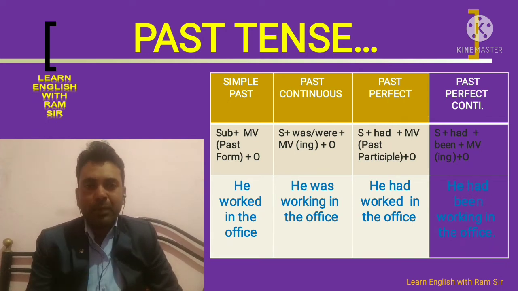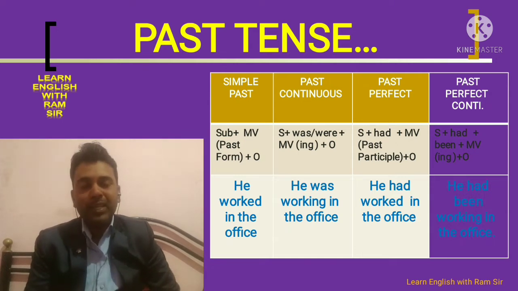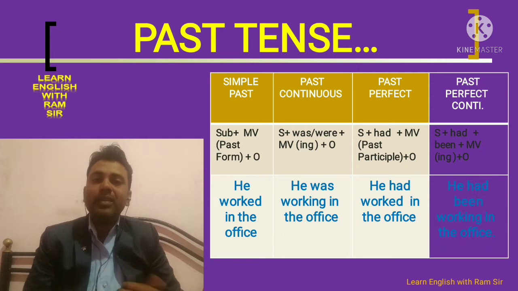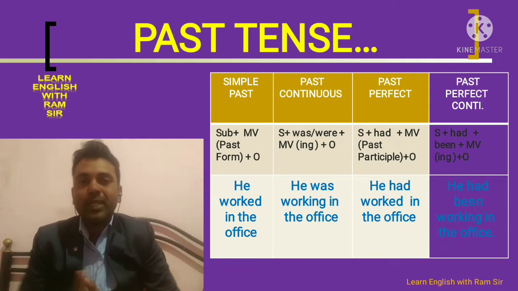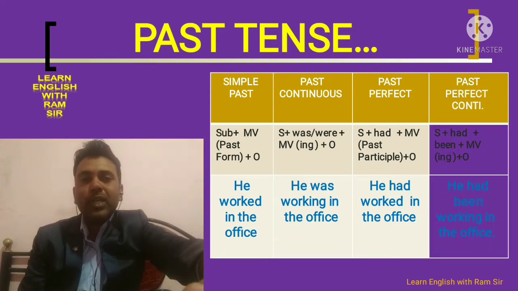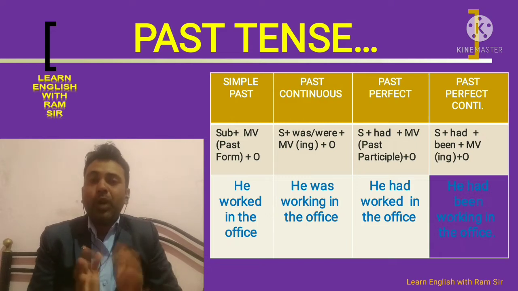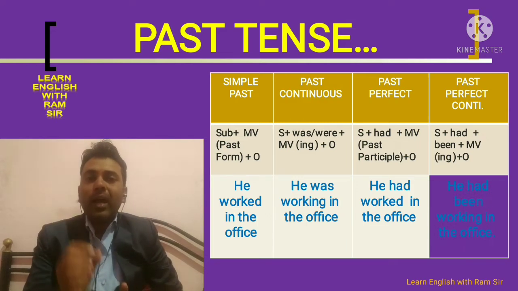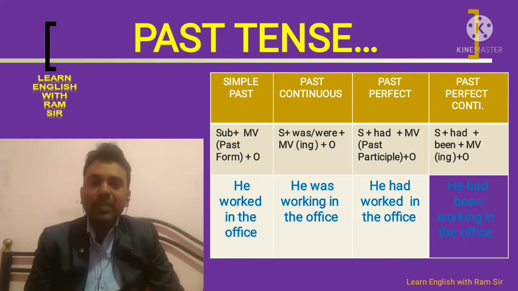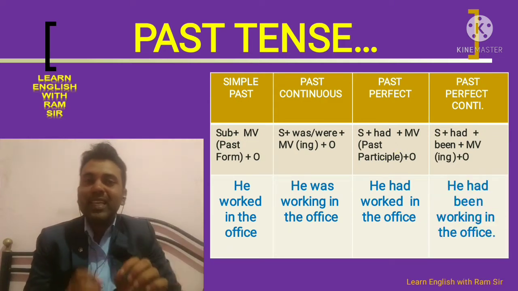You have to use subject plus had plus been plus verb plus ing, and in the last part you have to add the object there. So when you are converting this particular statement, remember, definitely you have to use the structure in this way. You have to say like that, I had been working in the office. So in this way you have to convert the statement.